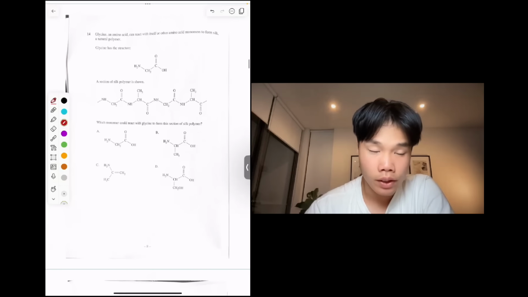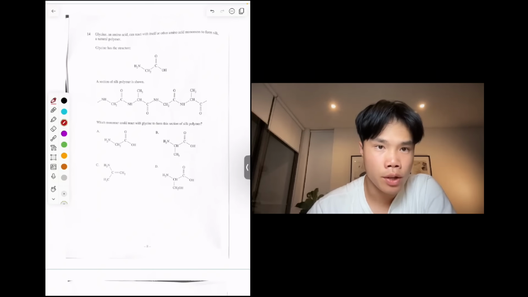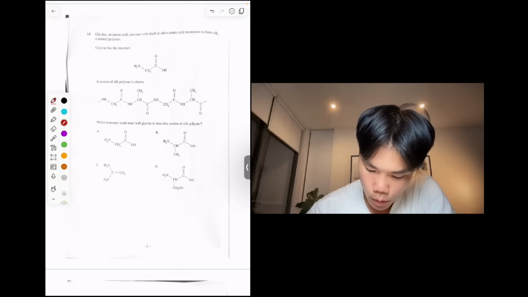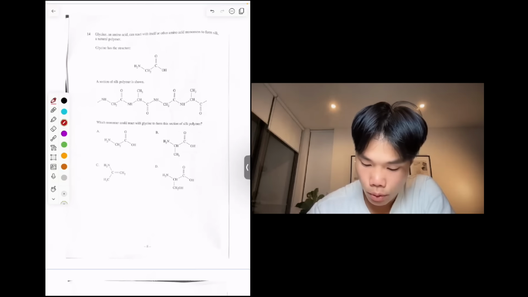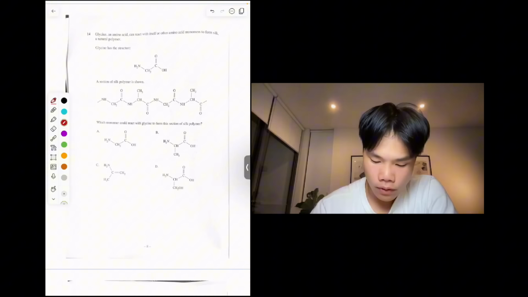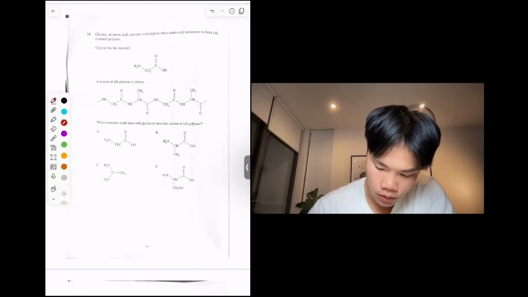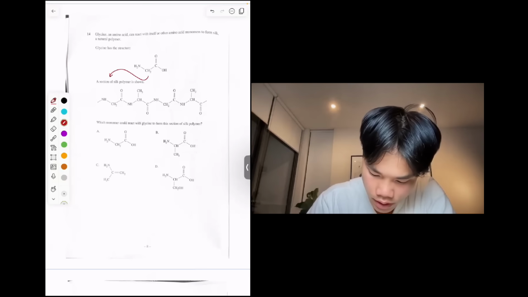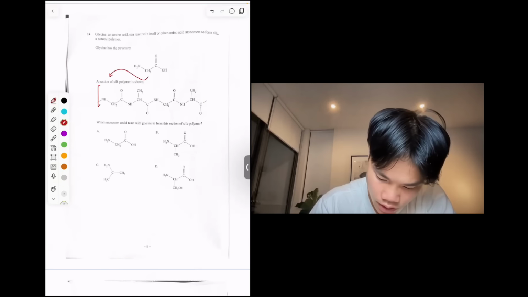Question 14. Glycine, an amino acid, can react with itself or other amino acid monomers to form silk, a natural polymer. Glycine has a structure as follows. A section of silk is shown below. Which monomer could react with glycine to form this section of silk polymer? So immediately you know this is a condensation polymer because you have amine and carboxylic acid on alternating ends of this monomer. Now, you have to look at your polymer that you're given and first identify where this part appears. And you can see that it makes up this section here.